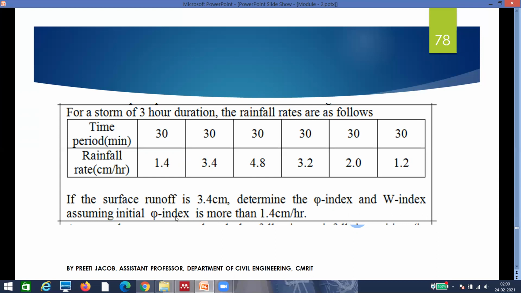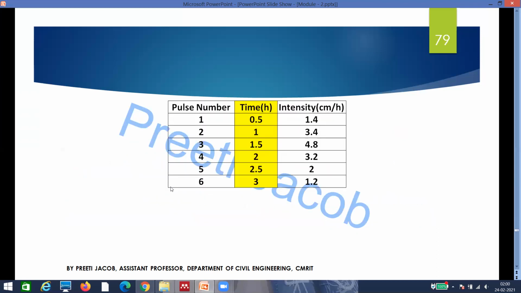hour. So here you don't have to start with a trial. They've told that the phi index is more than 1.4 centimeter. Okay, so this is my data. I have written all the 6 pulses, 1, 2, 3, 4, 5, 6. The time interval is in hours, so minutes I've converted to hours. And then the intensities, it is directly given. I have written down the intensities.